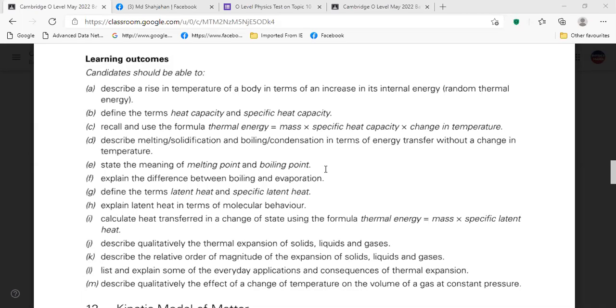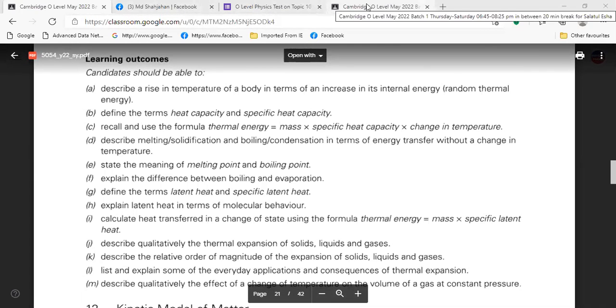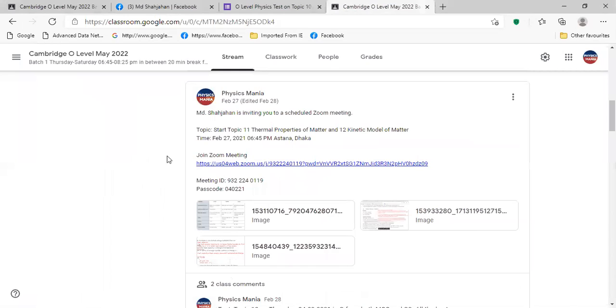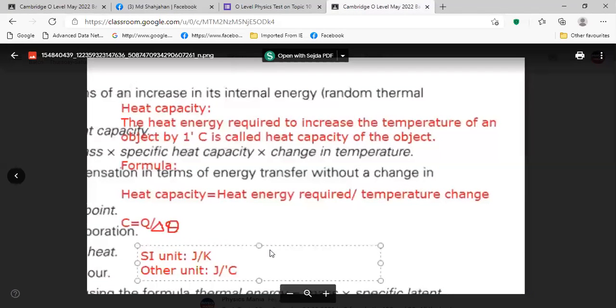Is it clear? Yes, sir. Okay, so we are now going to our previous formula for heat capacity, and we will use the same definition with some addition.